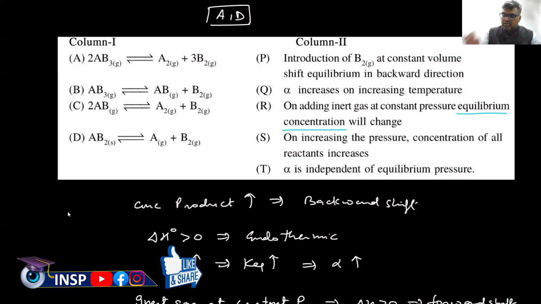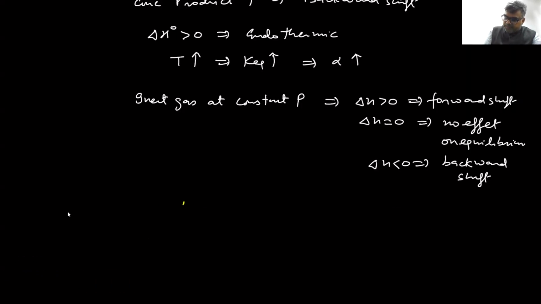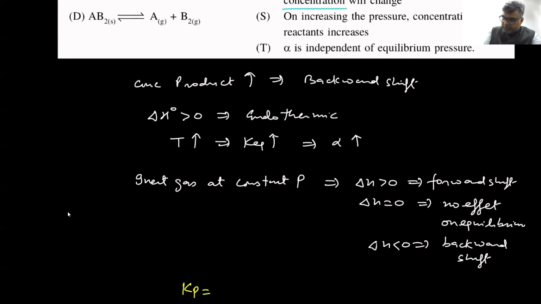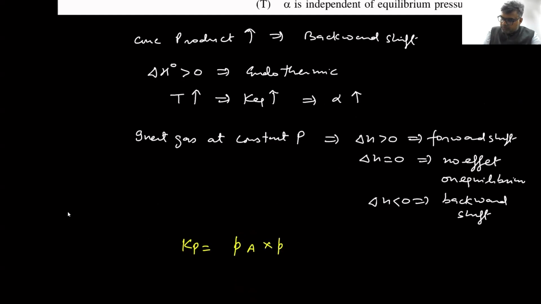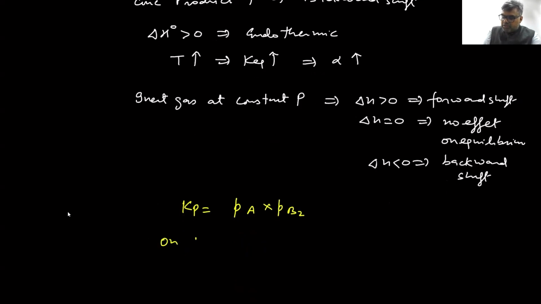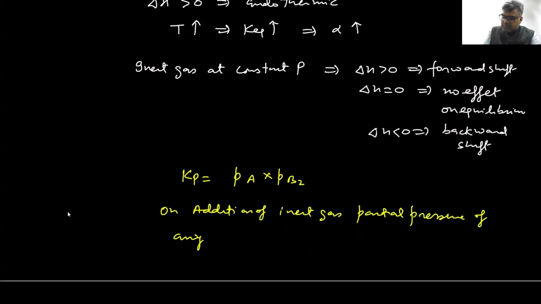It's not correct for D because it is a case where one substance is solid. In this case, I'll write Kp, which will be equal to the partial pressure of A gaseous into the partial pressure of B2. And on addition of inert gas, the partial pressure of any substance will not change, because it will not react with any of the reactant or product.